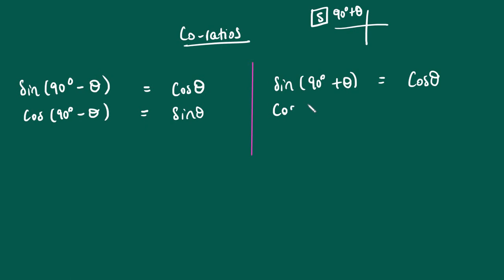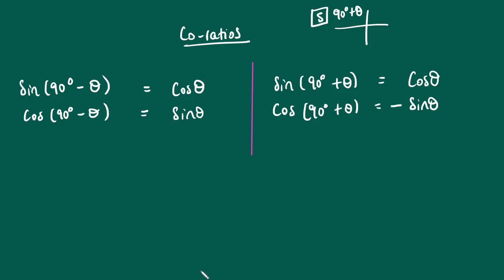If you were to have cos 90 degrees plus theta, the first thing is that because you are working with a 90, the cos is going to change to what? It's going to change to sine theta. However, the answer is going to be negative because cos is negative in this quadrant. So you must put your answer as negative sine theta. Okay? So I hope that we understand, guys. Those are our co-ratios.